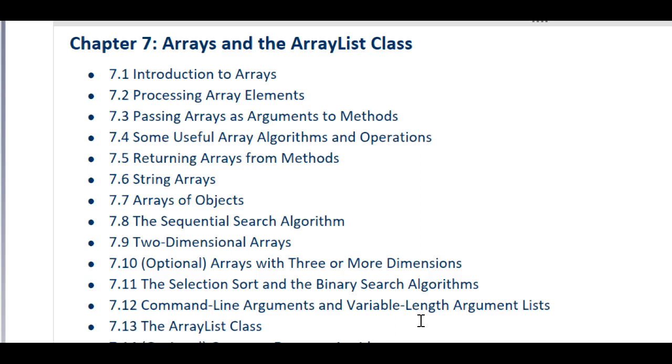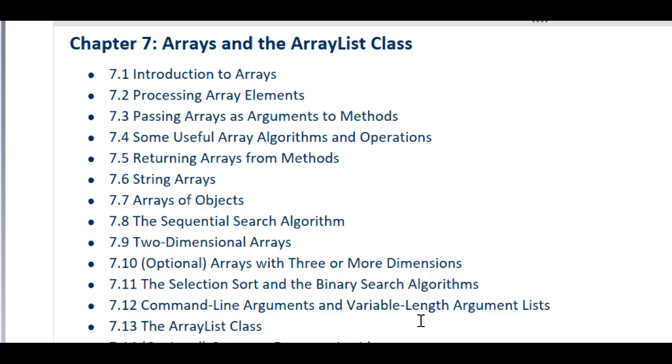And in 7.9, hey, welcome. We'll check out not one-dimensional arrays, but two-dimensional arrays. 7.10 is optional. It kind of is an extension of 7.9. It's arrays with 3 or more dimensions. But in the interest of time, we'll kind of read that as an extension of 7.9, and we'll skip to 7.11, the selection sort and binary search algorithms. So these are two super cool algorithms that are used on arrays to sort them, put them in order, or to search them, find an element.